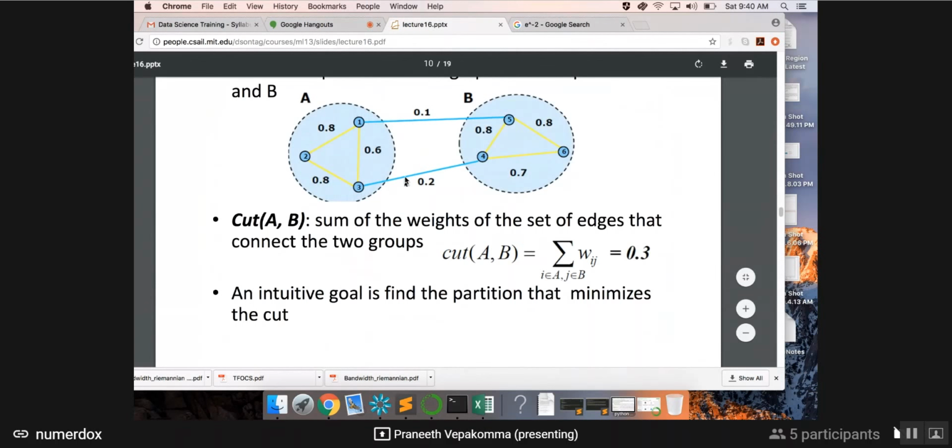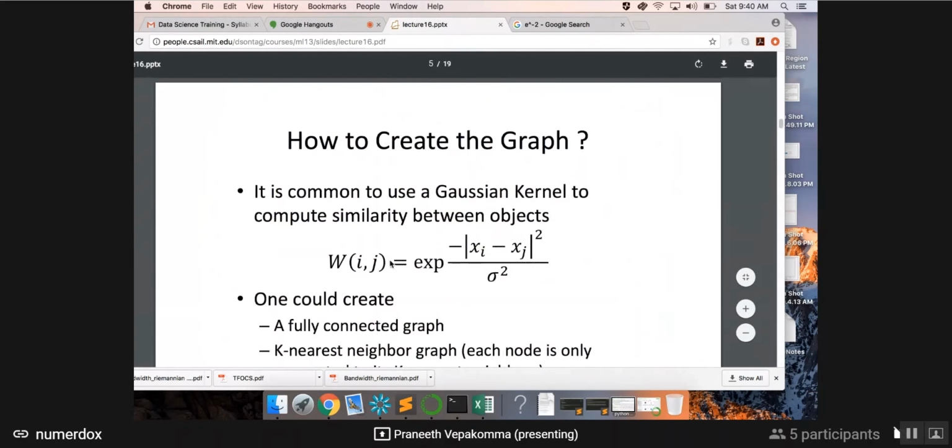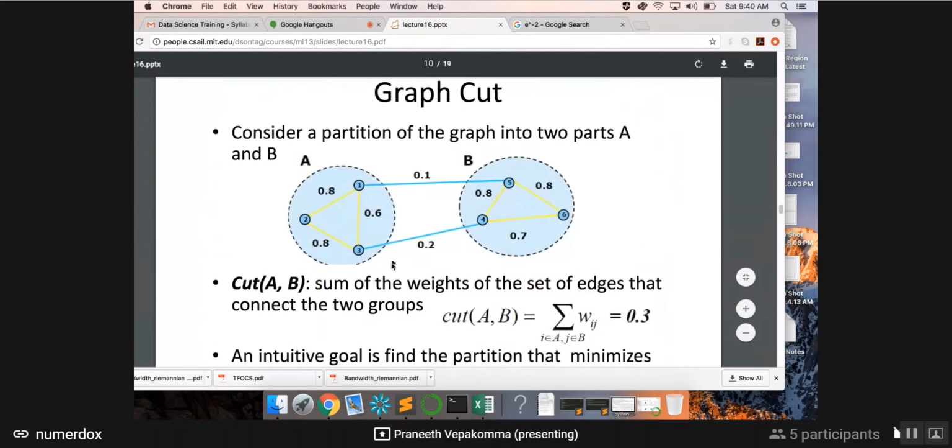As you saw, a smaller weight means these points are much farther off in this weight function. Smaller means they are far off, because only when they are far off will the weight be small. So smaller is a good measure of separating two groups, right?